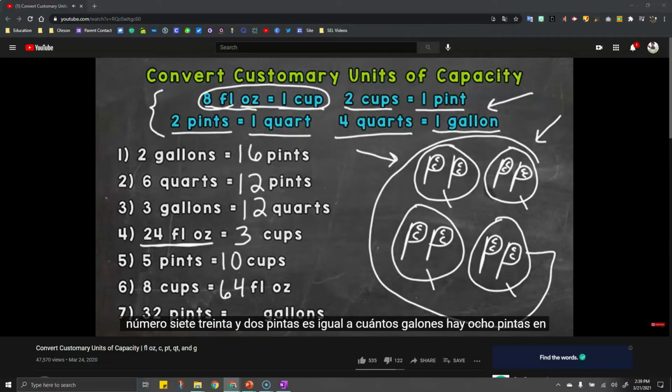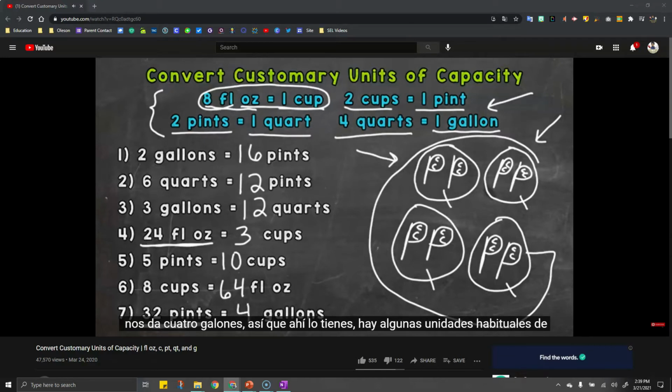Number 7, 32 pints equals how many gallons? There are 8 pints in 1 gallon. So we need to split this 32 pints into groups of 8. Each one of those groups of 8 is 1 gallon. So we need to do 32 divided by 8, which gives us 4 gallons.